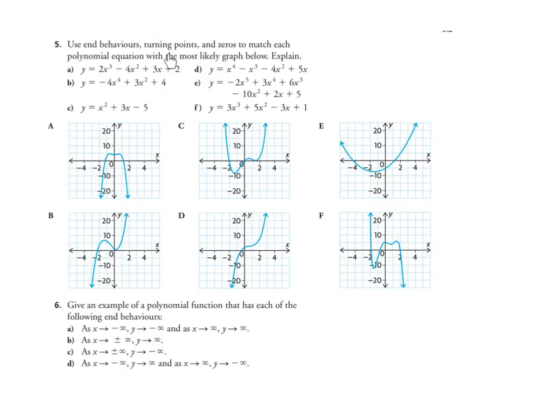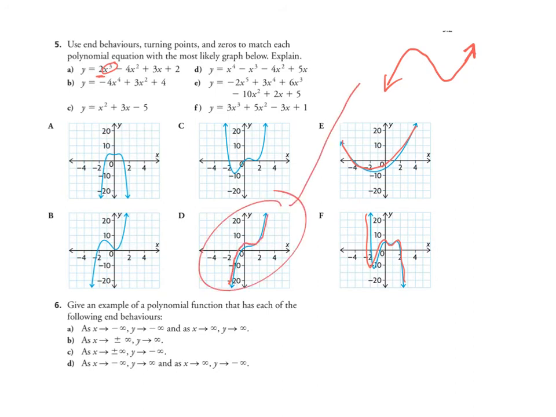Use the end behaviors, turning points, and zeros to match each polynomial equation with the most likely graph below. Explain. All right, we have degree 3 and a leading coefficient of 2. So leading coefficient of 2 means it's ending upward. Degree 3 means it's probably going to go 1, 2, 3. So let's see which one does that. This goes 1, 2. This goes 1, 2, 3, 4, 5. This one goes 1, 2, 3. Yeah, this one looks pretty good.